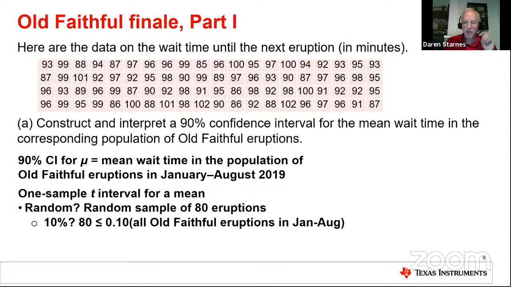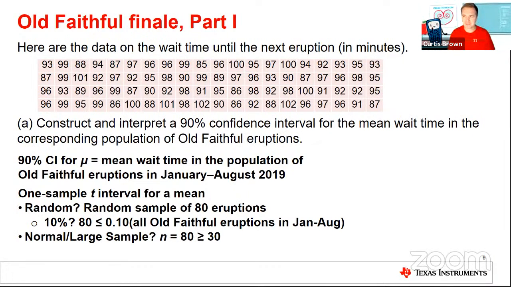Old Faithful erupts an amazing number of times. It goes off about every 90 or so minutes. So you can do the mental math on that to convince yourself over the August back through January period. A lot of eruptions. Yeah, it's pretty reliable. The other thing we need to check is that we are going to have a sampling distribution of the mean that's approximately normal. And in this case, the sample size is large enough that we're good to go. So all the conditions are met.